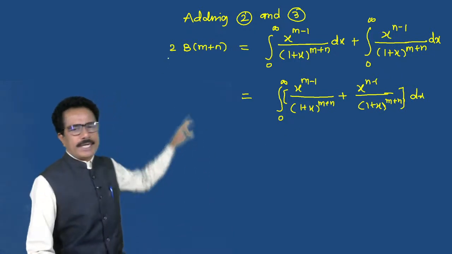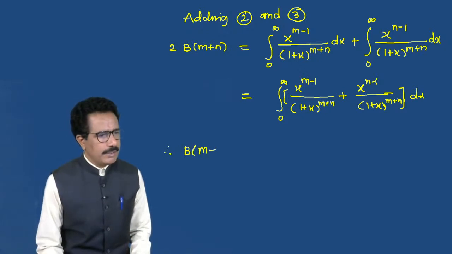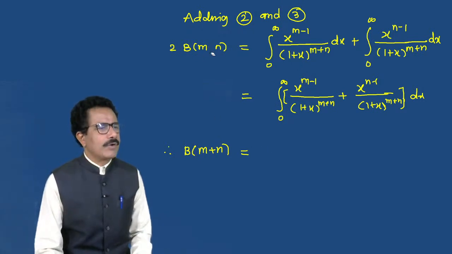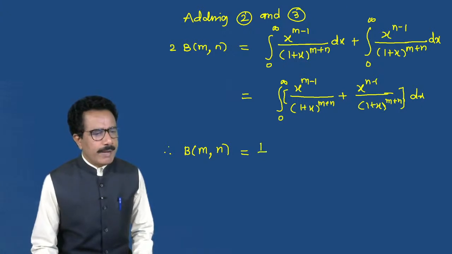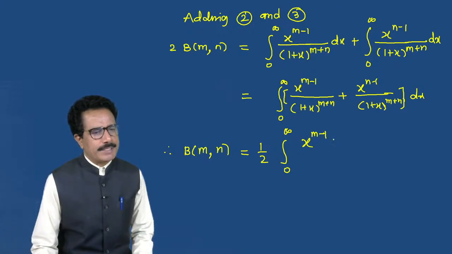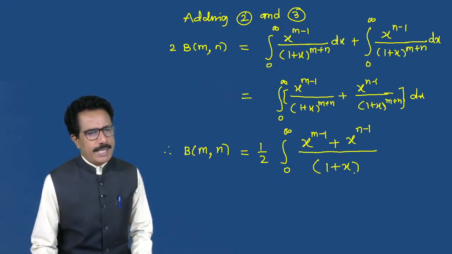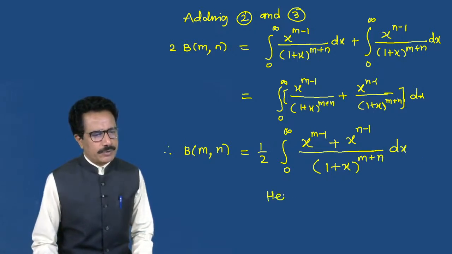Okay, so we can transfer the 2 to the right side. Therefore, beta of m comma n is equal to 1 by 2 times the integral from 0 to infinity of x raised to m minus 1 plus x raised to n minus 1 divided by 1 plus x raised to m plus n dx, and hence proved.